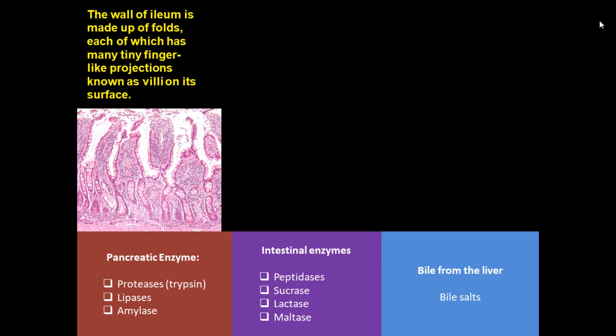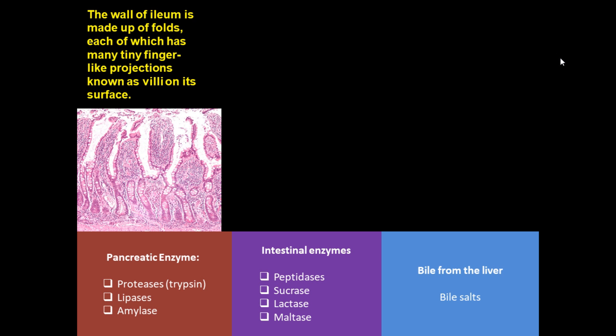Intestinal enzymes. The intestinal enzymes consist of four enzymes. The first one is peptidase. The peptidase breaks down peptides into amino acids. The second is sucrase. The sucrase breaks down sucrose or sugar into glucose and fructose. The third one is lactase. The lactase breaks down lactose or milk sugar into glucose and galactose. The fourth one is maltase. Maltase breaks down maltose into glucose.